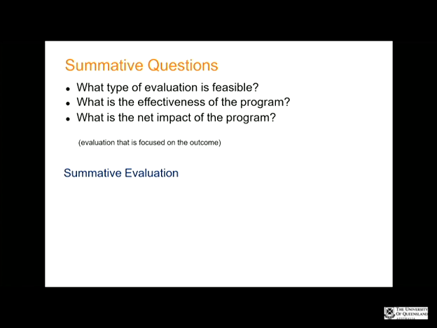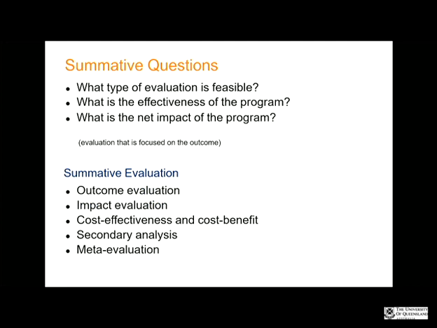So these are the sorts of summative questions that you might ask. First of all, you have to ask, well, what sort of evaluation is feasible, because it's after the fact. And so we often ask, well, what is the effectiveness of the program that has finished? What was or what is the net impact of the program? So it's about the outcomes, okay? So outcome evaluation, impact evaluation, cost-benefit analysis, etc., meta-analysis, they're all types of summative evaluation. We'll be looking at a few of those later in semester.